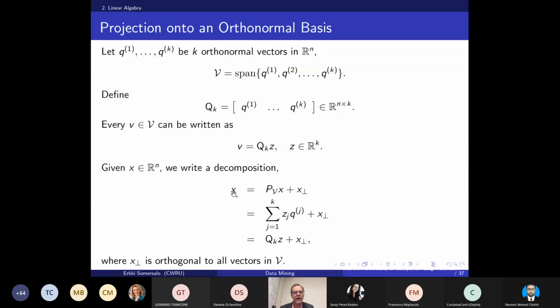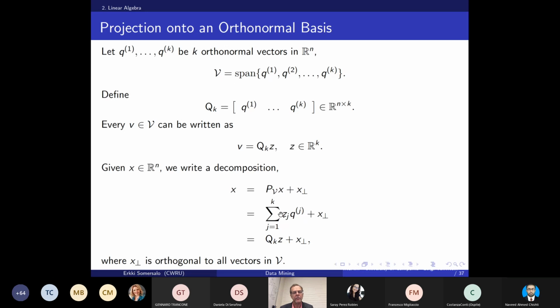So, decomposing my x in two pieces. I want to write it as a projection of x to the space spanned by the vectors q1 to qk, plus a perpendicular part. And now this projection here is a member of this subspace V.